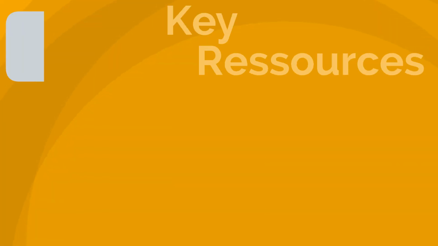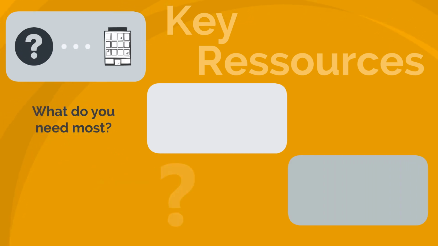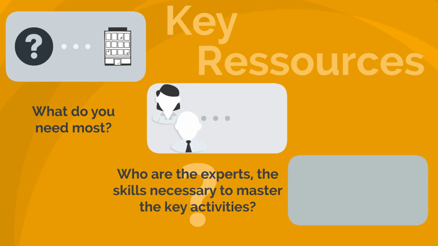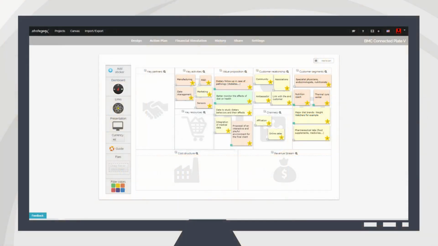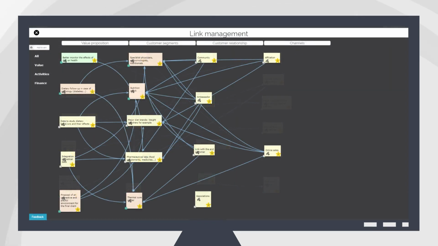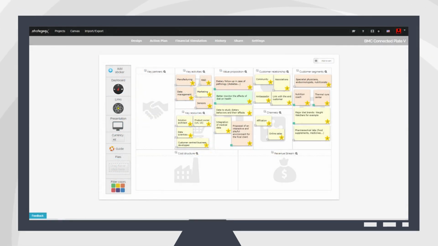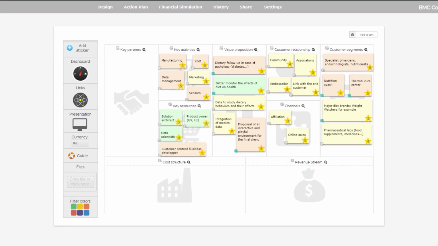With respect to key resources, the main questions are: what do you need most? Who are the experts, the skills necessary to master the key activities? We will then have to make sure that each activity has the necessary resources to function. At this stage we will identify the resources that we control and those that are necessary but missing. At the same time, we will make sure that each resource really contributes to the elements of the value proposition and to all the elements on the right. At the end of the iteration process and hypothesis testing, we will be able to define the most important resources required to make the model work.